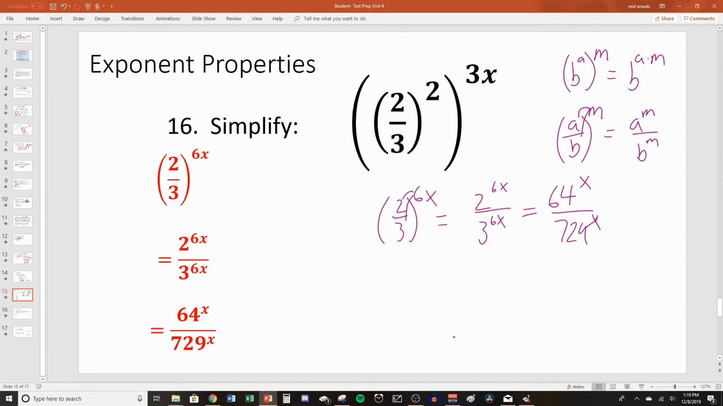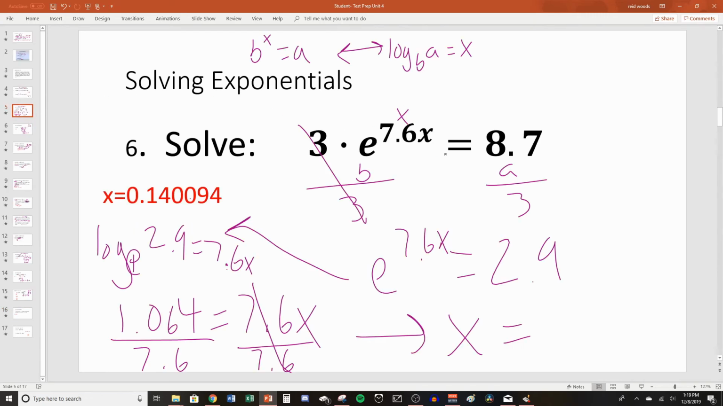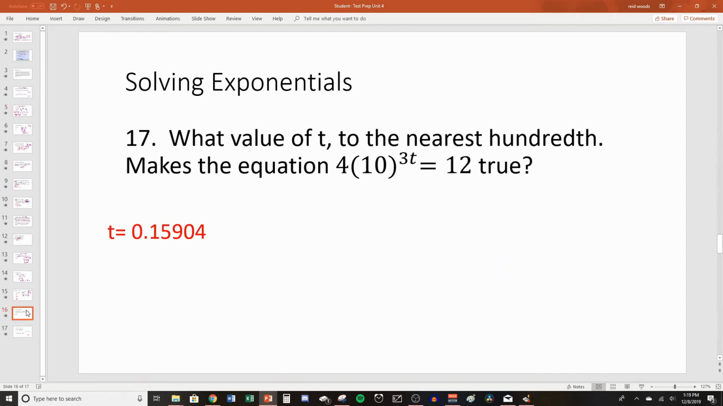We've got 2 more questions we're going to look at. Number 17: what value of t, to the nearest hundredth, makes the equation true? In this case, we have an exponential. This looks very much like the question where we started, except it's sort of a word question. We have b, this is x, and this is a. If I want to solve this, I'm going to have to take the b to the x equals a and convert it into a logarithm.